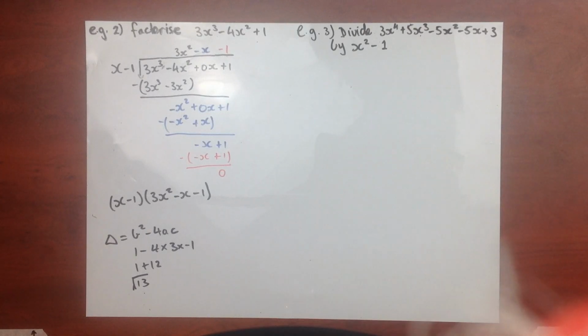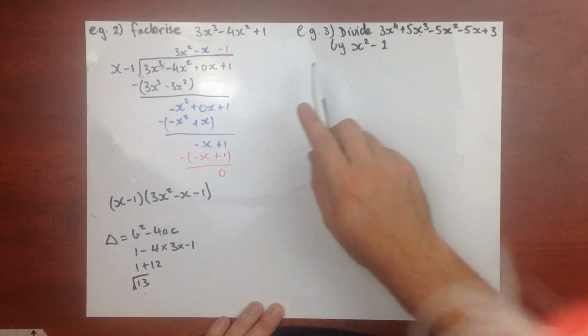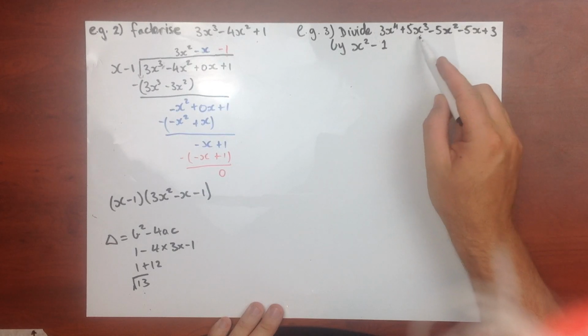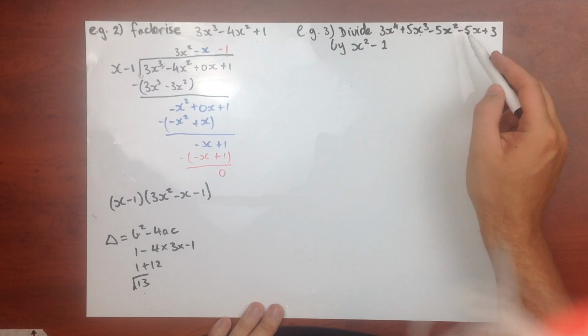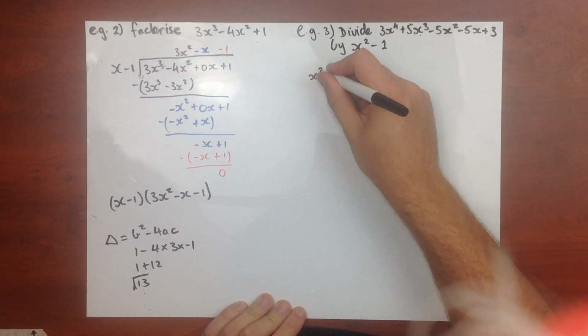and have a look at this last example here. Again, it's a little bit different to our previous ones. We're going to divide, so see we said divide, not factorise. Divide 3x to the 4 plus 5x cubed take 5x squared take 5x plus 3 by x squared take 1. So we've got x squared take 1.